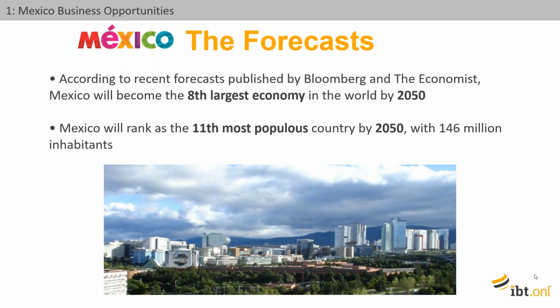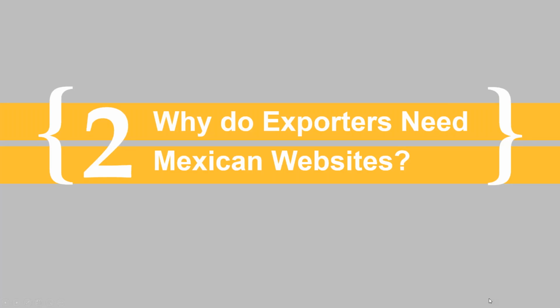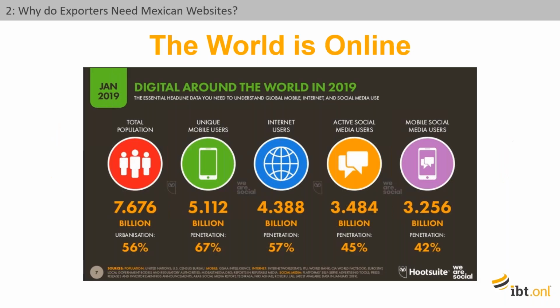Now let's talk a little bit about why we think it's important for exporters to have a Mexican website. In fact, why is it important for exporters to have websites at all? Let's first talk about that. I thought I would highlight this slide here, these numbers. Hootsuite produces this every year, and it's an amazing resource for people like ourselves. It shows the digital online presence around the world. The world is very populated, 7.7 billion people. Of that, 57%, nearly 4.5 billion people on the planet today, are on the internet.